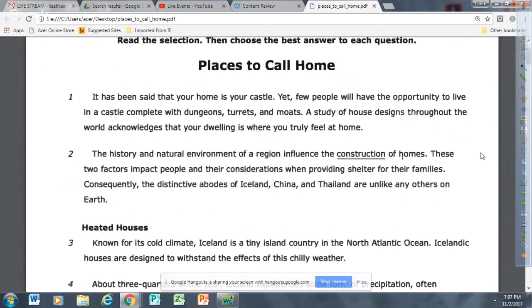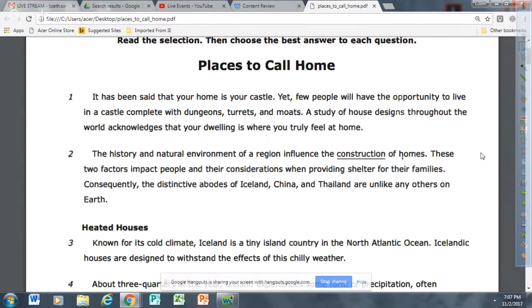It has been said that your home is your castle. Yet few people will have the opportunity to live in a castle complete with dungeons, turrets, and moats. A study of house designs throughout the world acknowledges that your dwelling is where you truly feel at home.